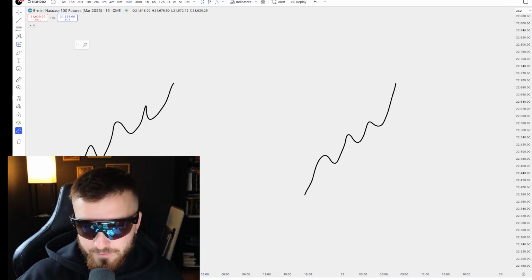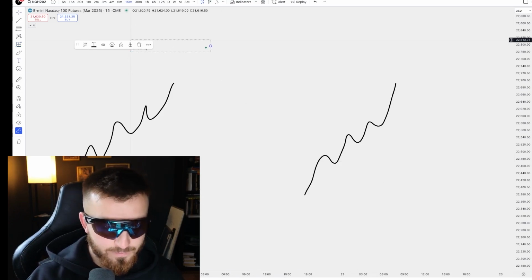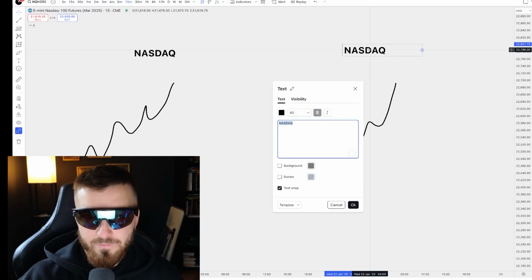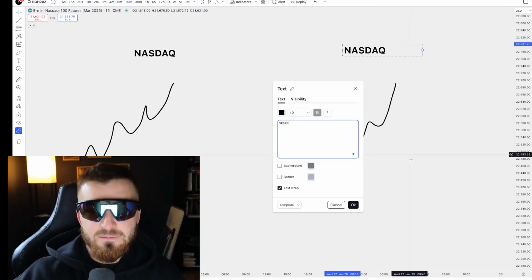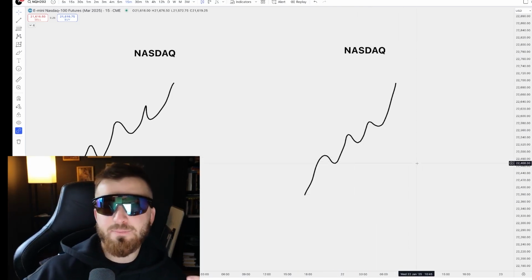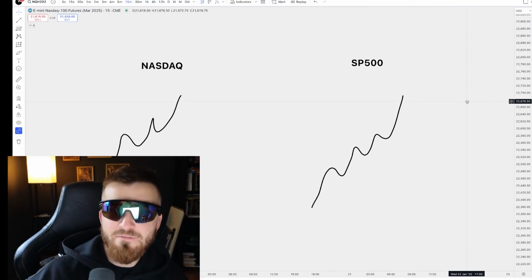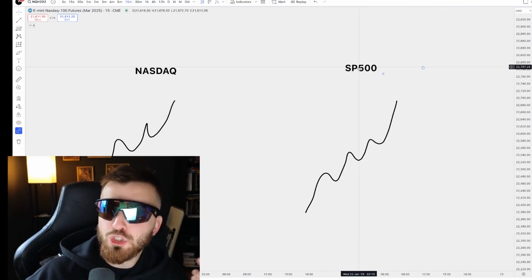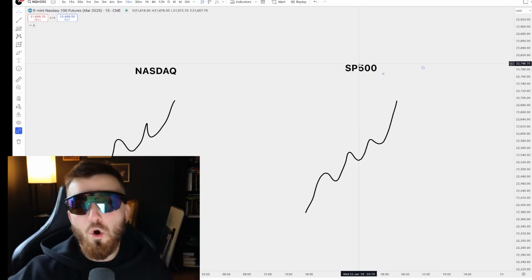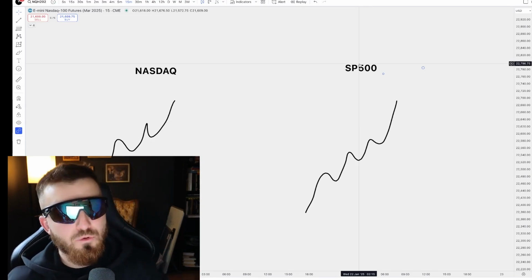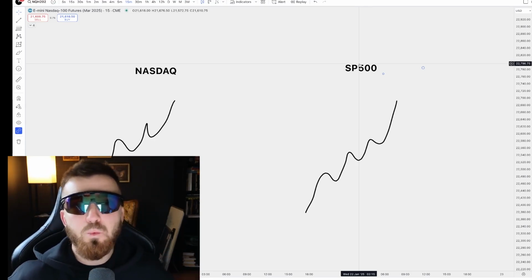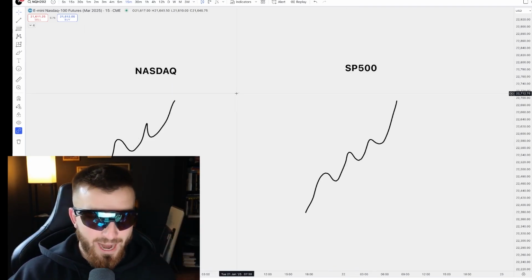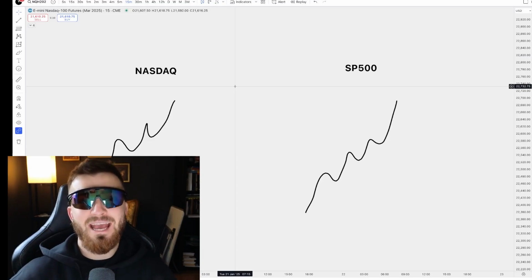Next example is what? It's NASDAQ and S&P 500. These basically track different markets, but the price action should be very, very similar. If NASDAQ is moving to the upside, the S&P 500 should be moving to the upside, because the overall stock market should be moving to the upside. That's basically what it is about. Now, when this does not happen, this is when we are going to see SMT divergences.